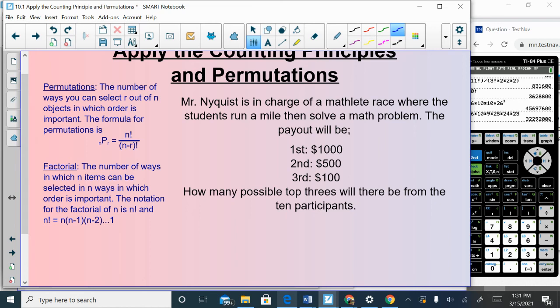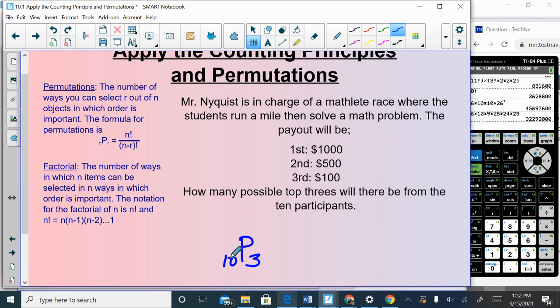So in this scenario of the mathlete race, first prize is going to be $1,000, second prize is going to be $500, and third prize is going to be $100. 4th through 10th is all just going to be losers. We're not differentiating between them, and so this now becomes a permutation problem. We have 10 objects, and we want to select 3 of them. 10 permutation 3.